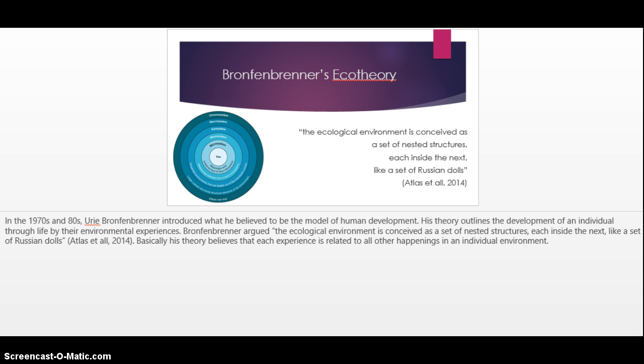In the 1970s and 80s, Urie Bronfenbrenner introduced what he believed to be the model of human development. His theory outlines the development of an individual through life by their environmental experiences. Bronfenbrenner argued the ecological environment is conceived as a set of nested structures, each inside the next, like a set of Russian dolls. Basically, his theory believes that each experience is related to all other happenings in an individual environment.